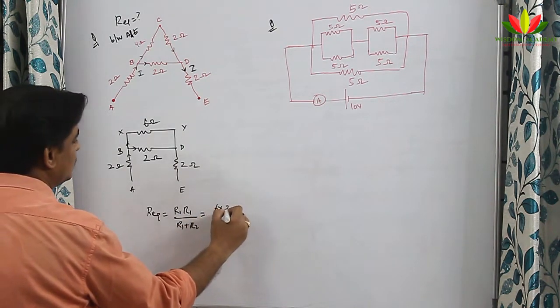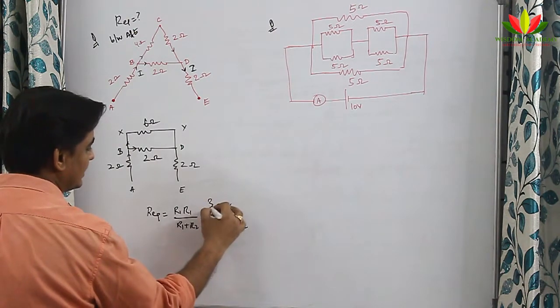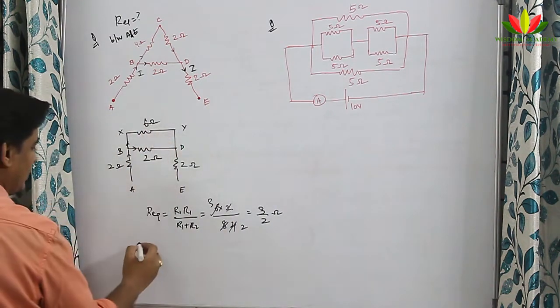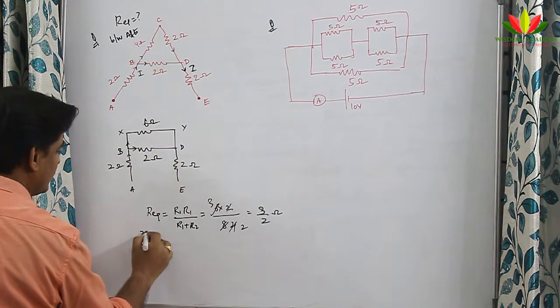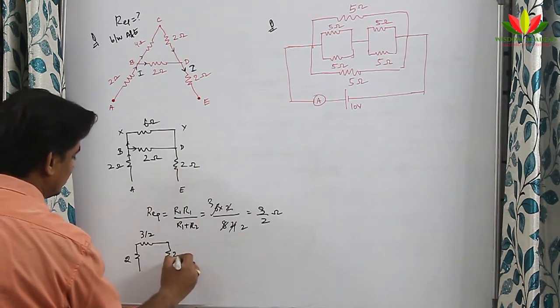It is 6 into 2 by 6 plus 2, which is 12 by 8. 2 4s are 8, 2 2s are 4, 2 3s are 6. So I get 3 by 2 ohm as the equivalent resistance. So now I have this as 3 by 2, this as 2, and this as 2.